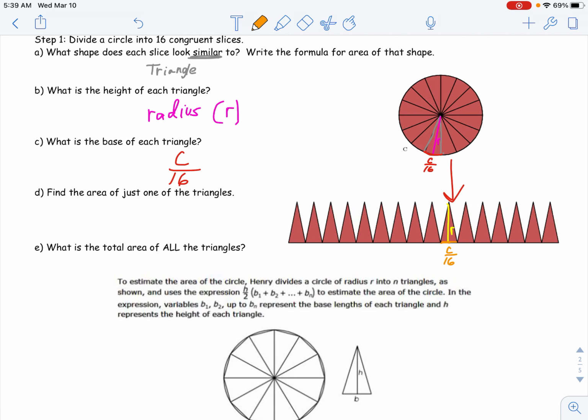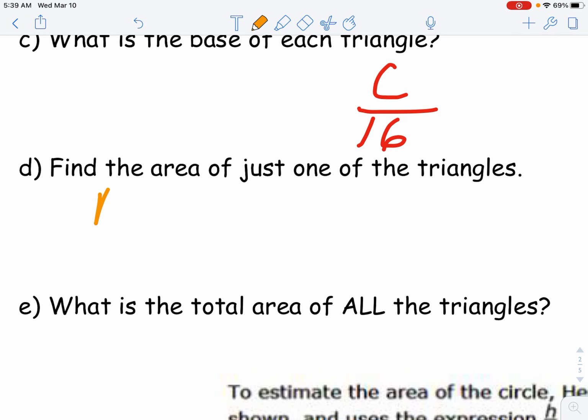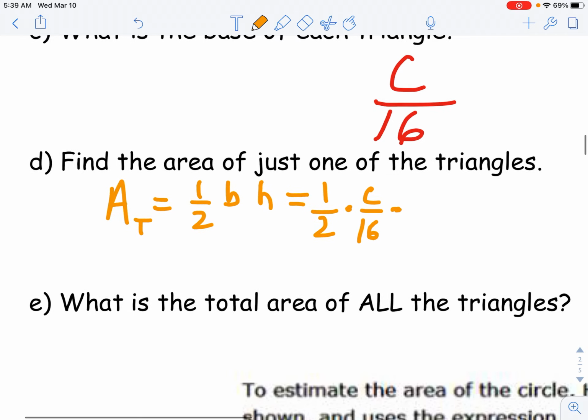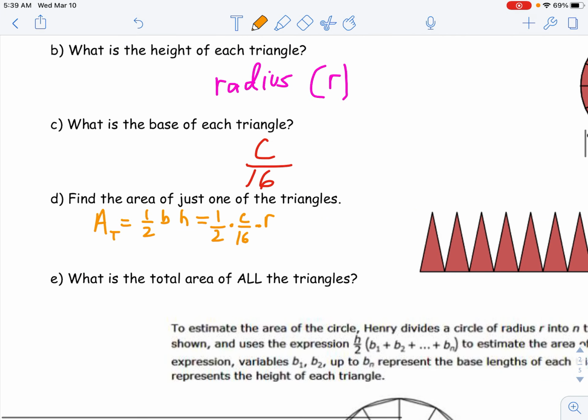Now let's find just one area of the triangle. Remember, area for a triangle, A sub t, is 1/2 base times height. So 1/2, the base is C over 16, and the height was R. What's the base of each triangle? What's the height? Plug them into the formula. We get 1 times C times R, which is circumference times R over 32.